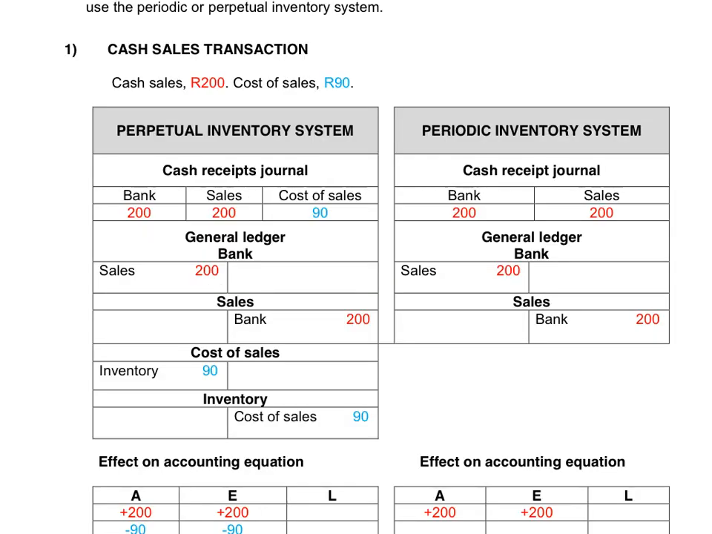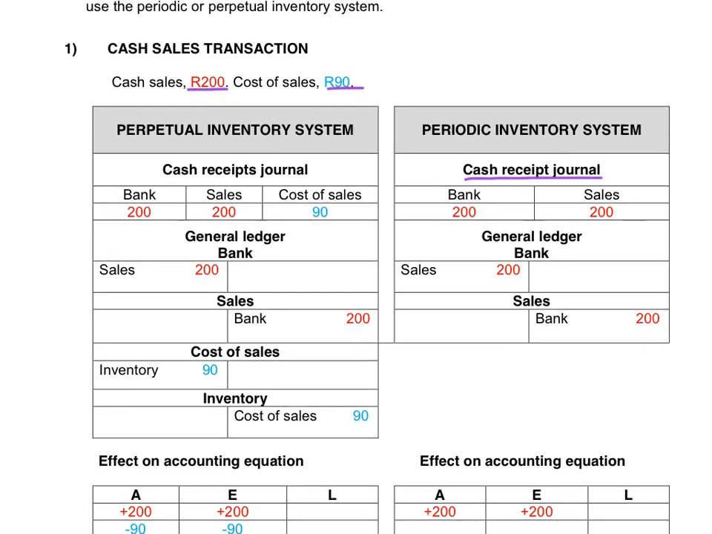Cash sales is 200 Rand and the cost of sales is 90 Rand. When we use the perpetual inventory system in the cash receipts journal, we will have a column for bank and sales, and we will have a cost of sales column. In the periodic inventory system, in the cash receipts journal, we will only have a bank column and a sales column, and we will not have a cost of sales column because we don't record cost of sales.